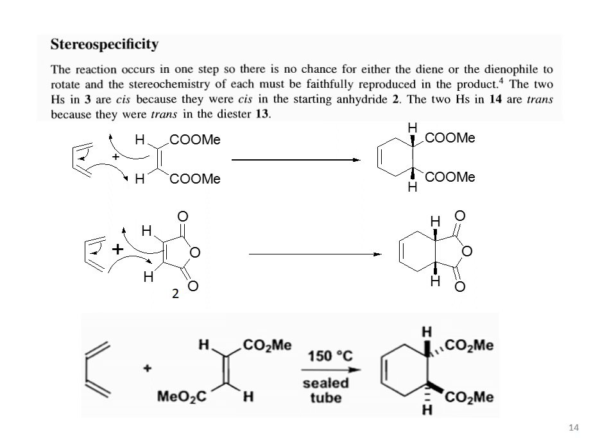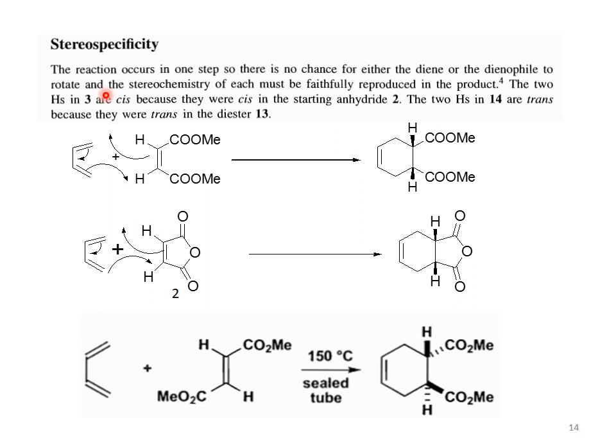Stereospecificity of the Diels-Alder reaction. The reaction occurs, as we know, in one step, so there is no chance for either the diene or the dienophile to rotate during the reaction. So the stereochemistry of each reactant is reproduced in the product. The product has the same stereochemistry as its components have in the reactant. The two hydrogens in 3 are cis.